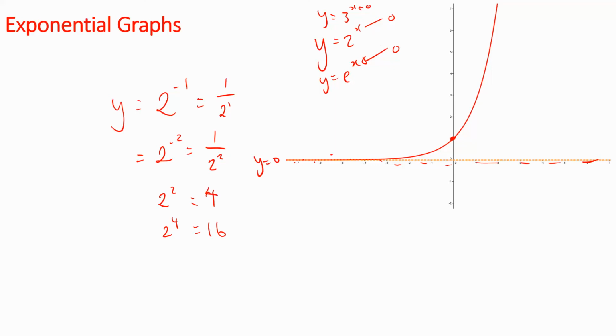There's only 2 properties there. There's going to be an asymptote, and there's going to be a y-intercept, or in the log case, an x-intercept. Was that easy?